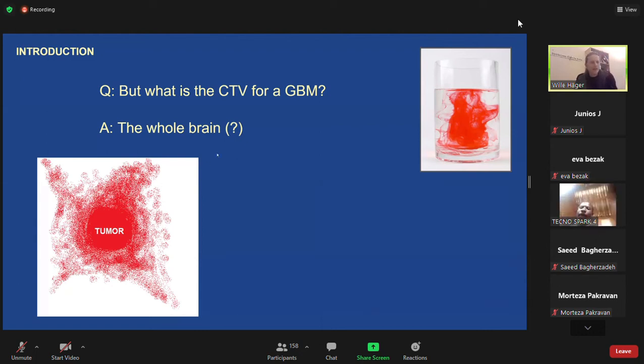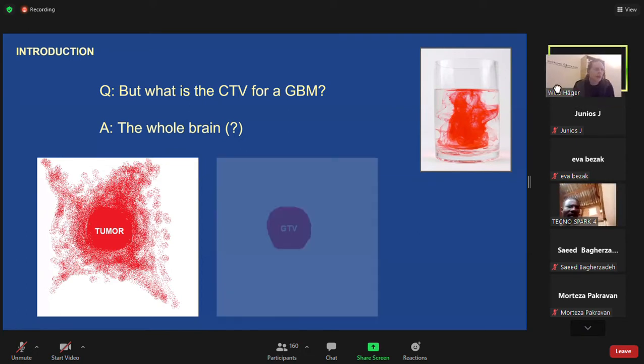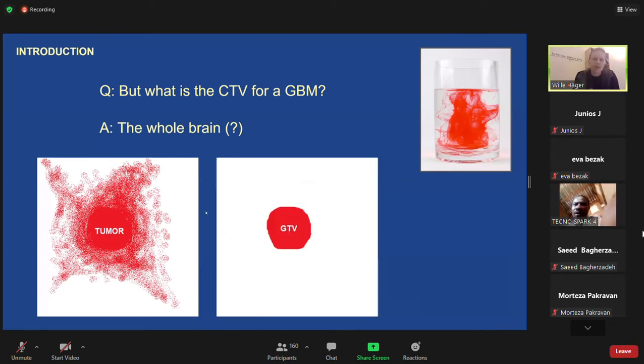How would you define the CTV in this case? And to make matters worse, this is what we see when we actually image it. And we don't know the actual invasion. And to make matters even more problematic, you have to remember, this is inside the brain. So we must regard the entire structure as an organ at risk. And we really want to limit the CTV.